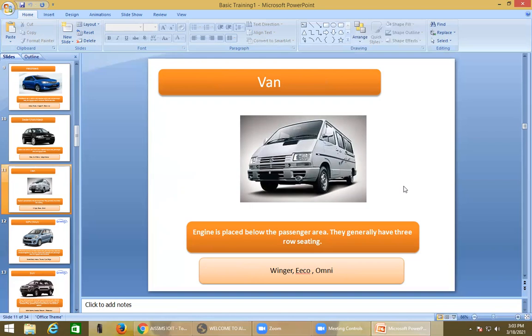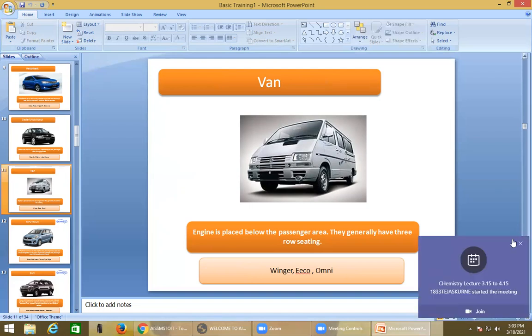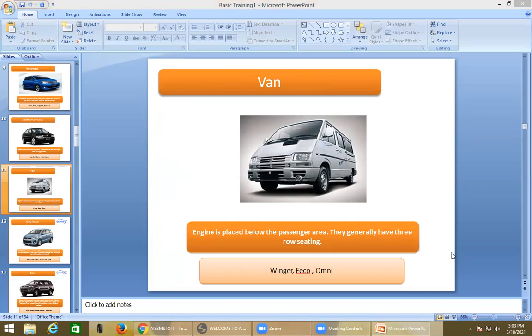So the van type of vehicle is one in which the engine is placed below the passenger area. See, the engine and the passenger. The engine is placed below the passenger area in the van car, and they have three row seating capacity.